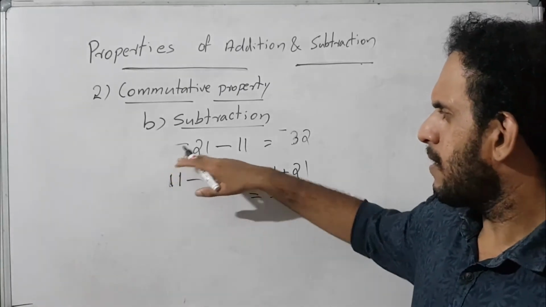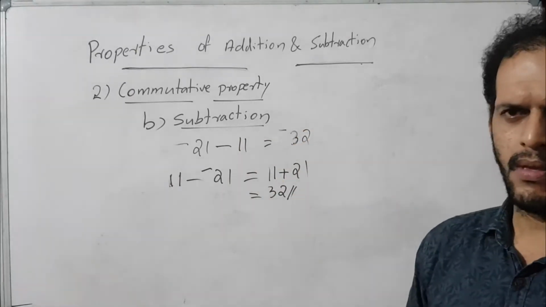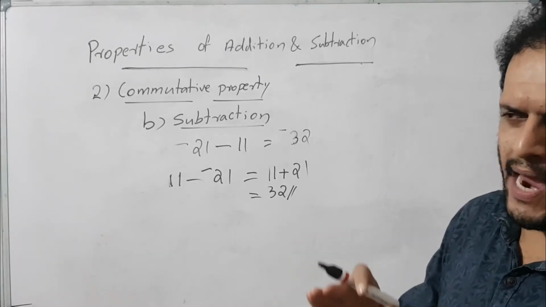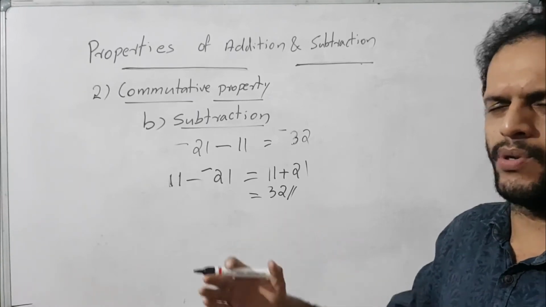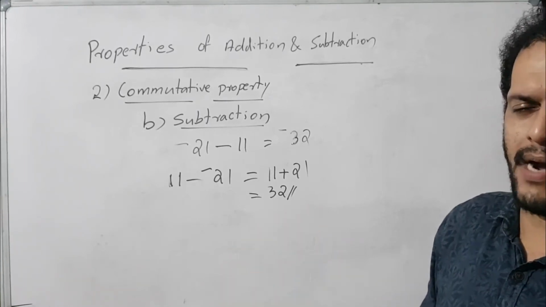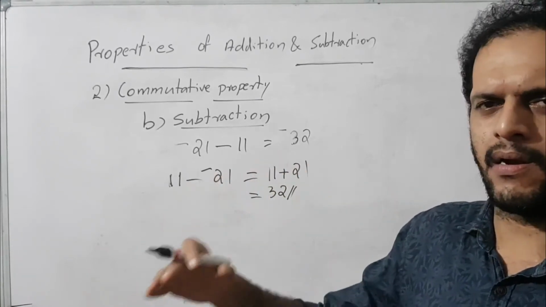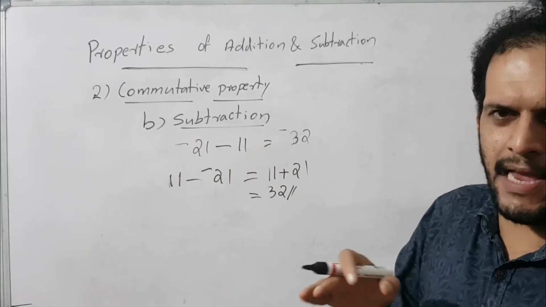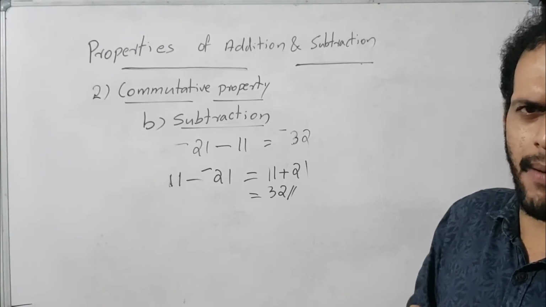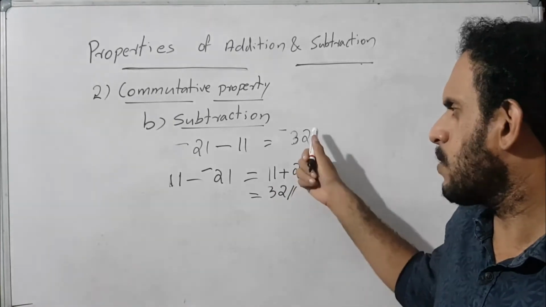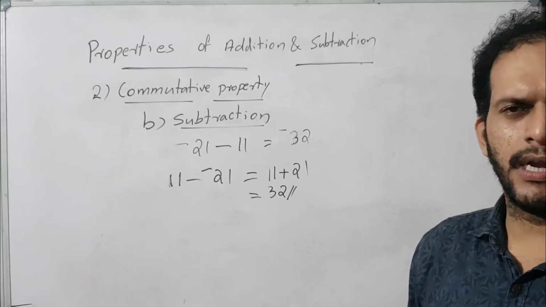If we change the order of the numbers and we subtract them, the result also changes. In the case of subtraction, if we change the order of the numbers, the result also changes. But in the case of addition, if we change the order of the numbers and add them, the result is the same. That means subtraction does not satisfy the commutative property.